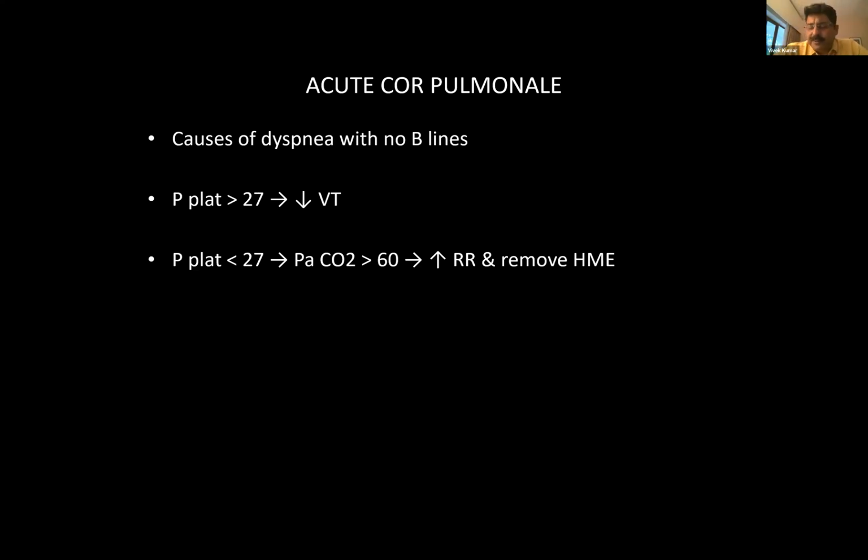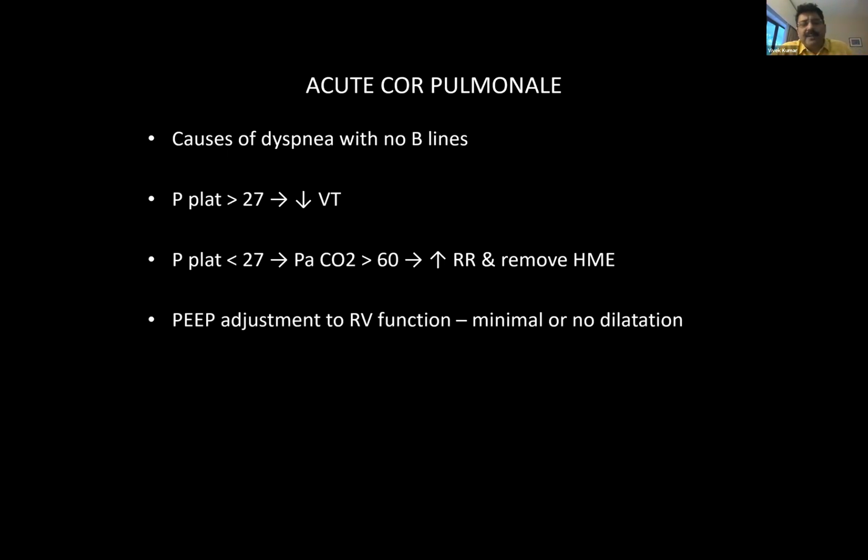You'll have to increase the respiratory rate to increase the minute ventilation, and you'll have to remove the HME filter to reduce the resistance of the airway. PEEP adjustment is extremely important, and this is something easy to practice: how to titrate PEEP, whether you are using the ARDSNet table, recruitment maneuvers, or incremental, decremental, whatever you are doing. Remember one thing, put a probe at any level of PEEP. If your RV starts dilating and the septum starts denting, it will compromise the hemodynamics. How it will compromise the hemodynamics, we will see in the next section of the talk, that is ventricular interdependence. And of course, if the PF ratio is less than 150, you need to prone the patient.